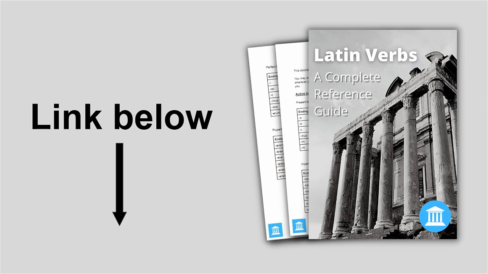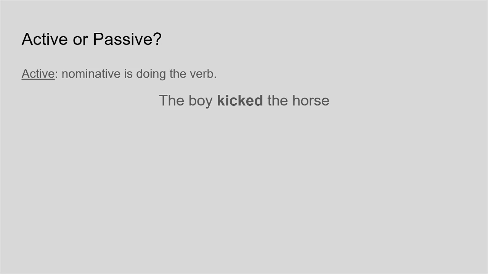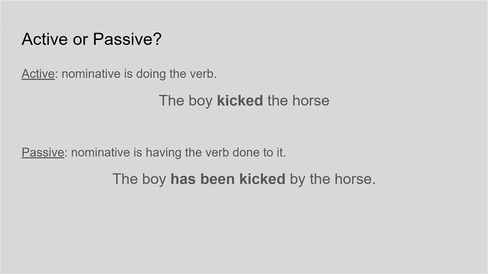So active or passive? Well, an active verb is when the nominative is doing the verb. The boy kicked the horse. A nice simple sentence. A passive verb is when the nominative is having the verb done to it. The boy has been kicked by the horse. The nominative is still the boy, but his role has changed. He has now been kicked by the horse. He is passively accepting the action.